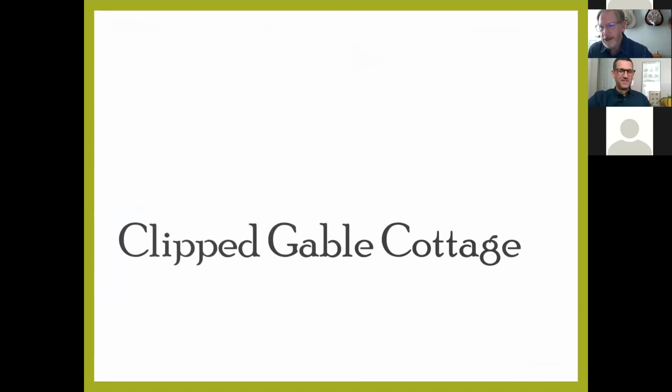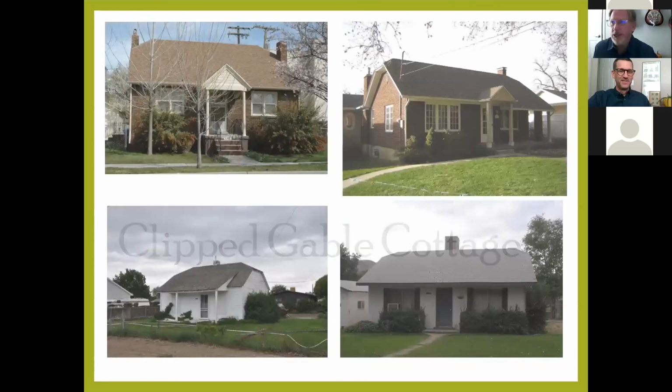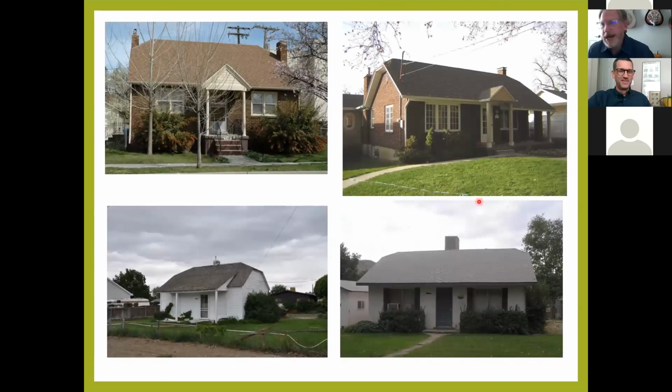Another version of these is the clipped gable cottage. These are distinguished by, they're fairly plain on the outside, but they have this jerkin head or clipped gable roof on it that runs usually parallel to the street. It can be fancy. It can have a classical style porch on the front or no porch at all in these examples, but it is a rectangular form with clipped off gables. So that's the clipped gable cottage.